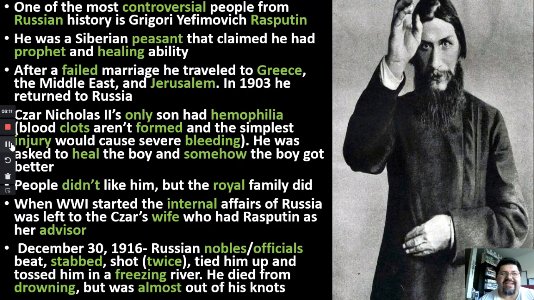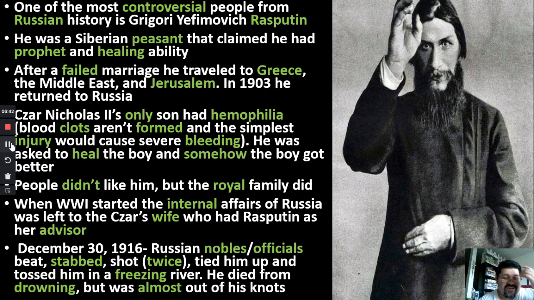So she was like, I need some advisors. I need people to help me. So she asked Rasputin to be her advisor. And Rasputin took advantage of the situation of being the wife's advisor, the government advisor, and he did some shady stuff. He was a womanizer and things like that, and it rubbed a lot of people the wrong way, especially the Russian nobles and officials.